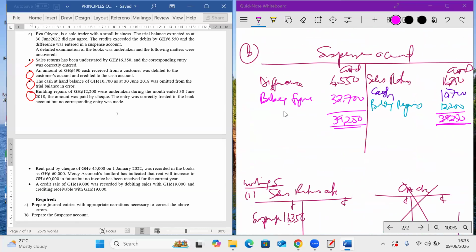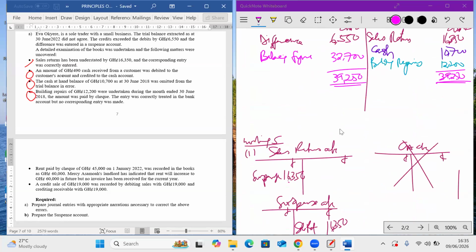On the next page, you write suspense account. Draw your T account and write suspense at the center. Put Ghana cedi signs for currencies. Then you come below.